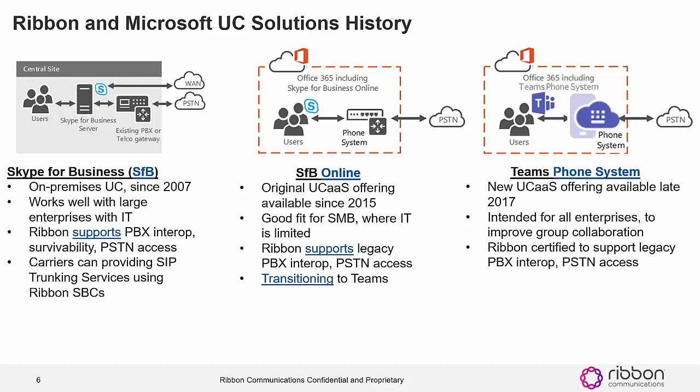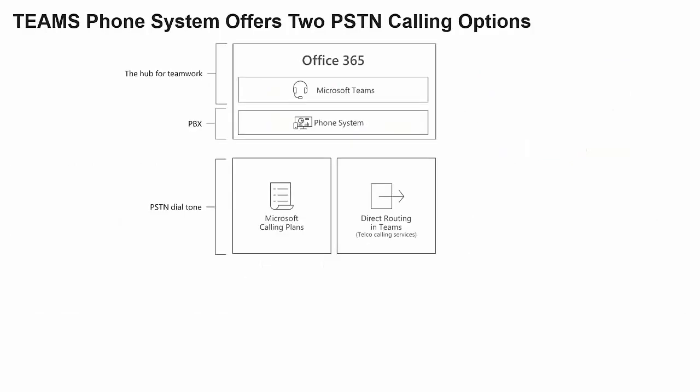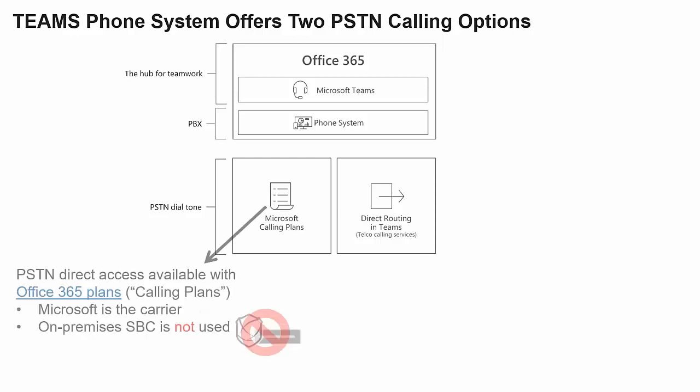And so if you look at how voice can be brought into Teams, there's really a couple of different options. When we talk about Teams, Teams is an all-cloud option. There is no on-premise version of that. It's within Office 365. And Phone System is what they call their PBX, or their call control. And really there are two ways of getting calls in and out to the PSTN.